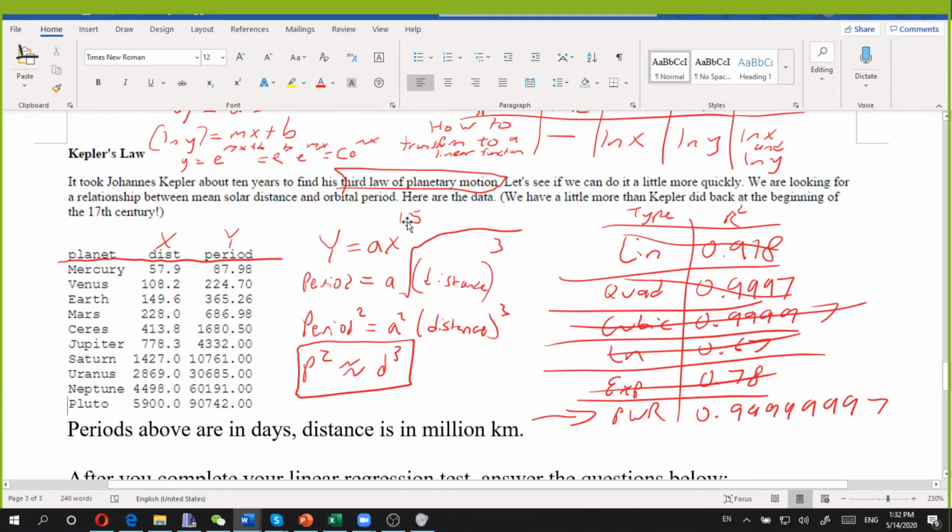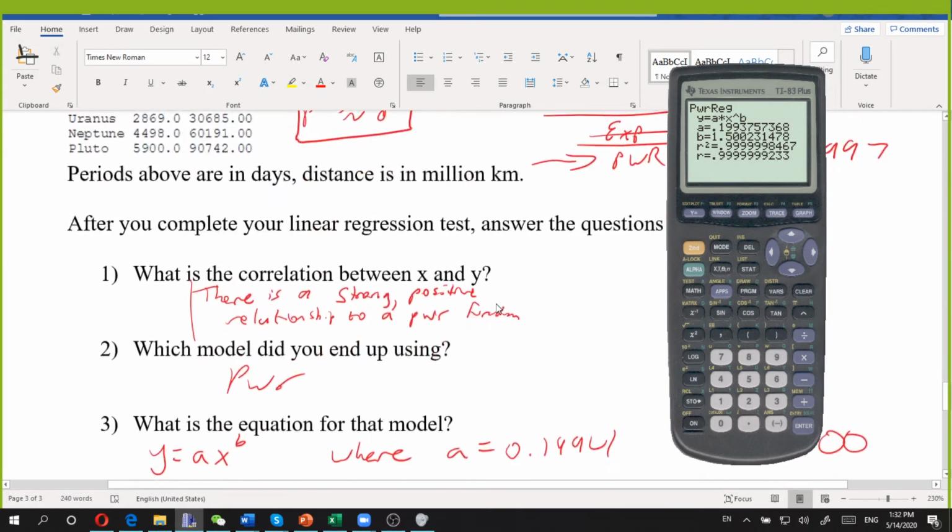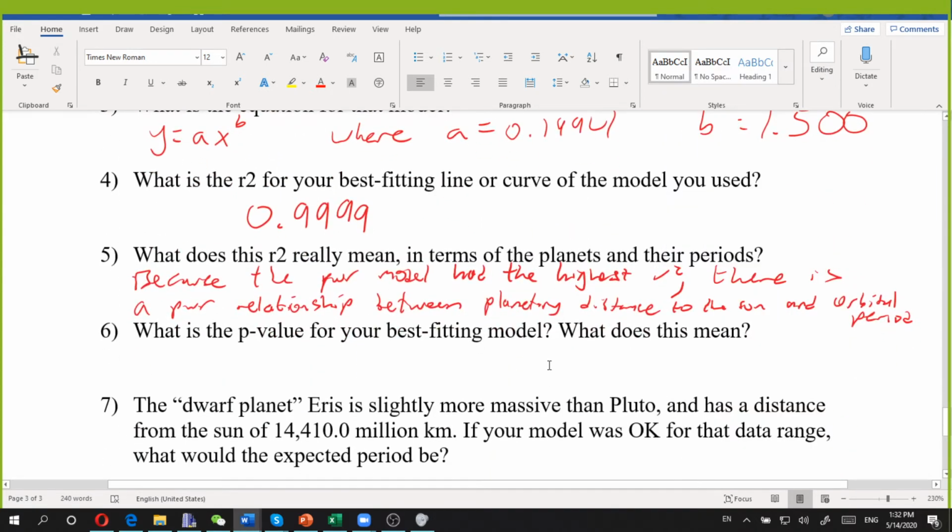Since we had something raised to the 1.5 power in our power function, here's x raised to the 1.5 power, that's our distance raised to the 1.5 power. It's the same thing as the distance raised to the 3/2 power, which is the square root of the distance cubed. If I square both sides, that's period squared relates to our distance cubed, is what we were able to prove.